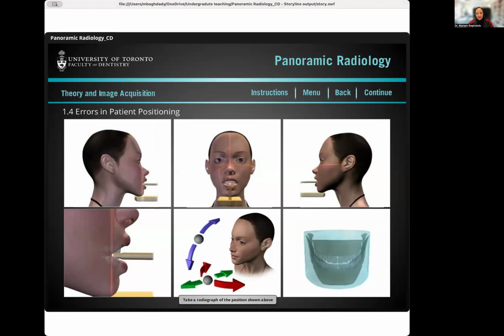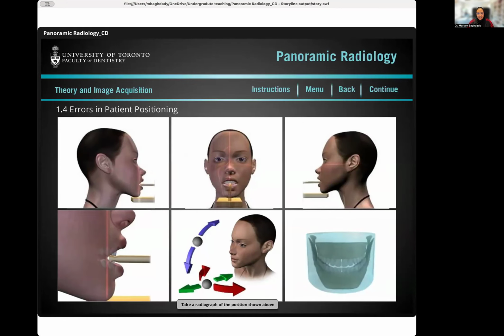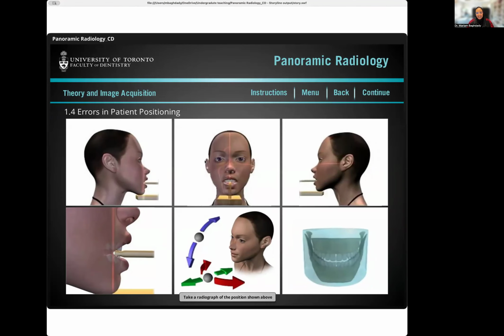so I want you to say hi to our simulator here. So this is our simulator. And what we're going to be doing is creating our own errors. Okay. It's the same way you guys do it in clinic. So if we look at our simulator over here, you can see her from every which way.